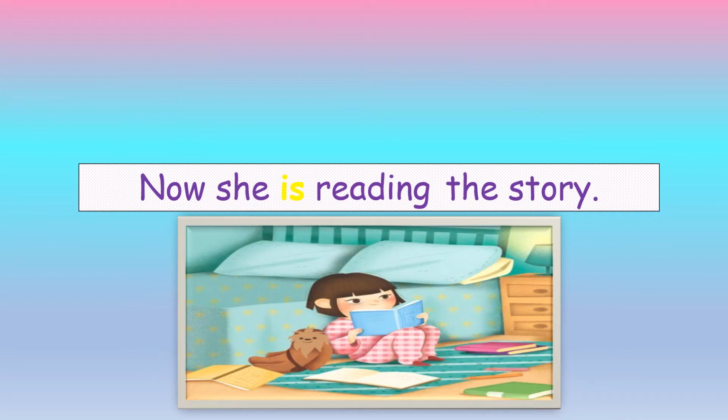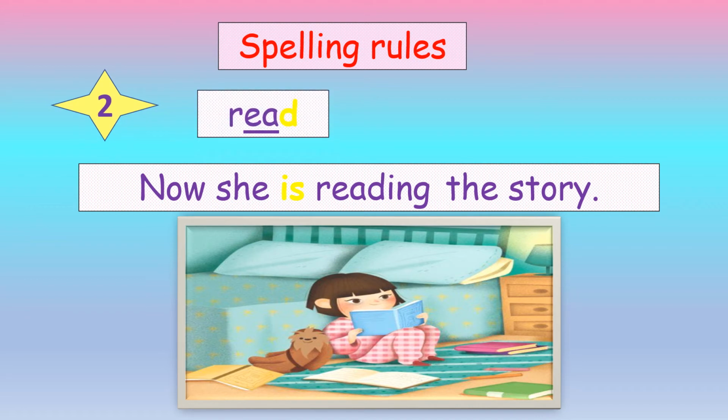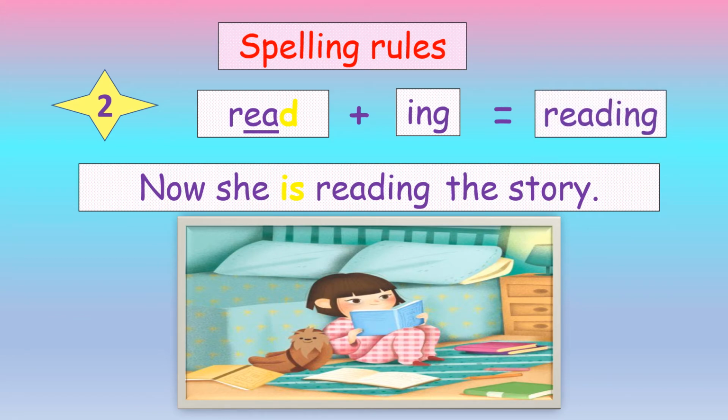Now, what is she doing? Now she's reading the story. So here we have spelling rule number three. If the verb ends with a consonant and the consonant is preceded by two vowels, we don't double the last letter. So read becomes reading, not with a double D. Reading only.